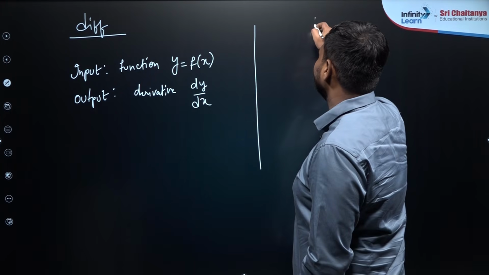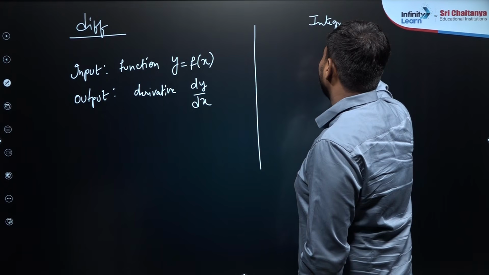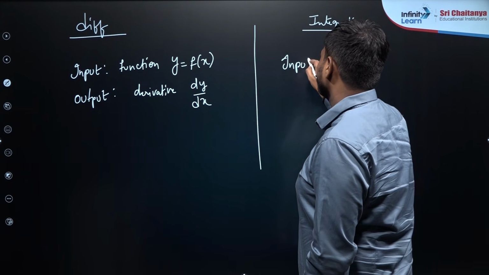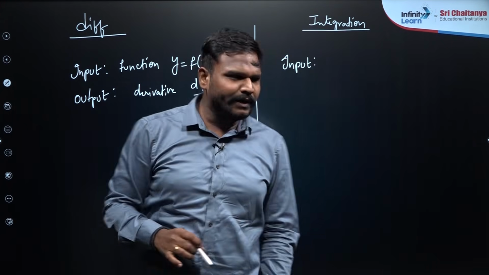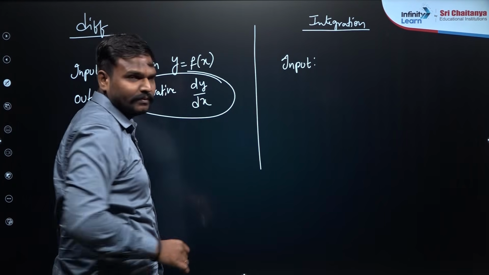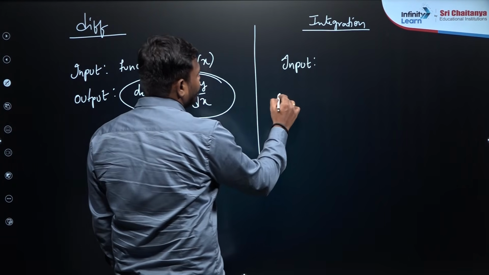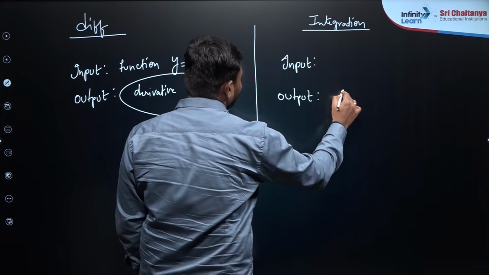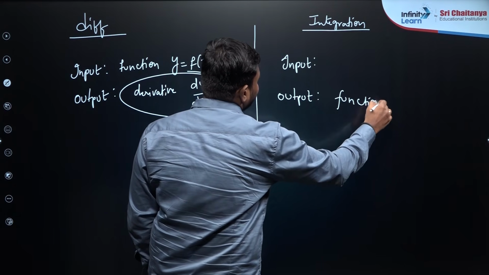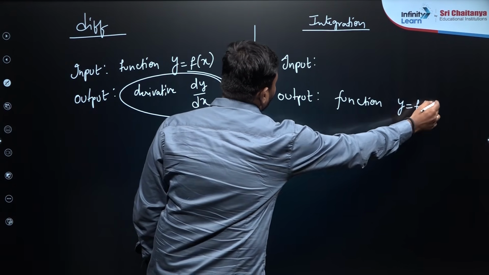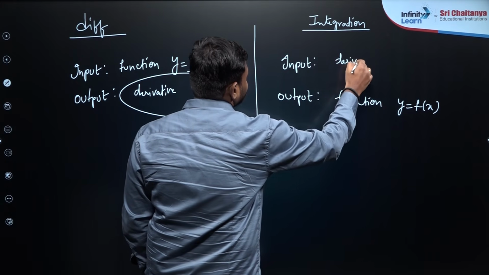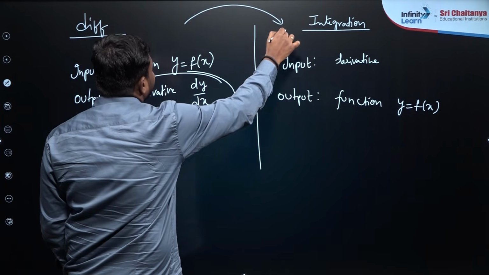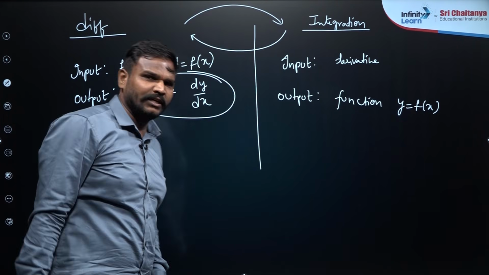Whereas in integration, the reverse of this is happening. Your input will be a derivative of a function, right? And your output, you will add all the small pieces and your output will be a function, that is y is equal to f of x. So differentiation and integration are exactly opposite to each other.